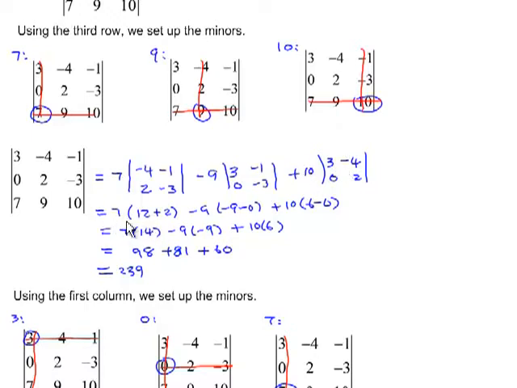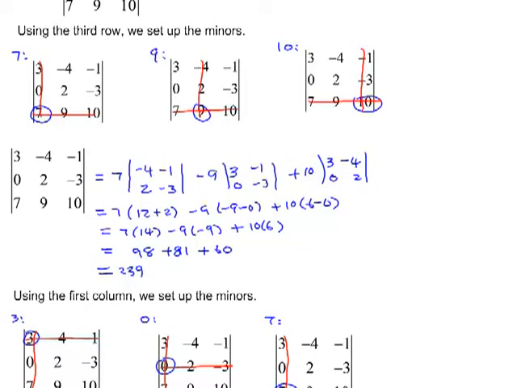So here you go again. 7 times: negative 4 times negative 3 is 12, minus a negative 2 is a plus 2. So you should have 7 times 14, which is 98. Minus 9 times: negative 3 times 3 is negative 9, minus a 0. So negative 9 times negative 9 is a plus 81. 10 times: 3 times 2 is 6 minus a 0. So 10 times 6 is 60. Add them up, you get 239.